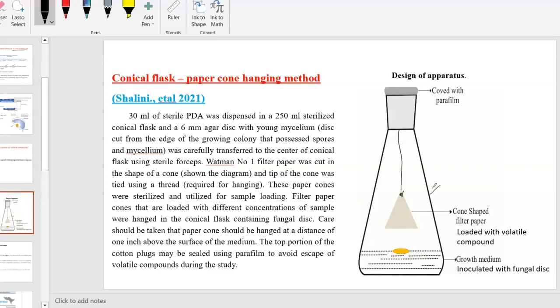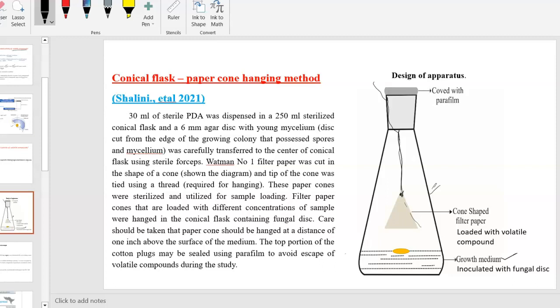This conical flask should be filled with about 30 ml of medium, solid growth medium, and then you can find a thread hanging here, right? The thread actually comes from here, a thread to which a filter paper which was cut in the shape of a triangle or a cone shape is hanged. In fact, this cone shaped filter paper is the one in which the volatile compound is impregnated.